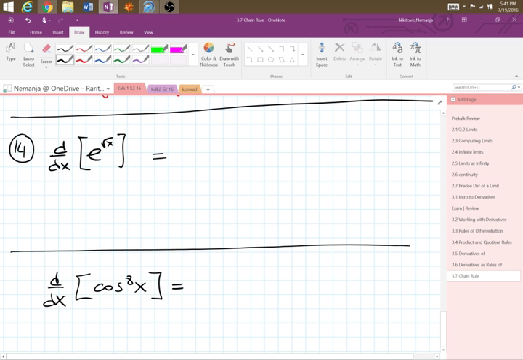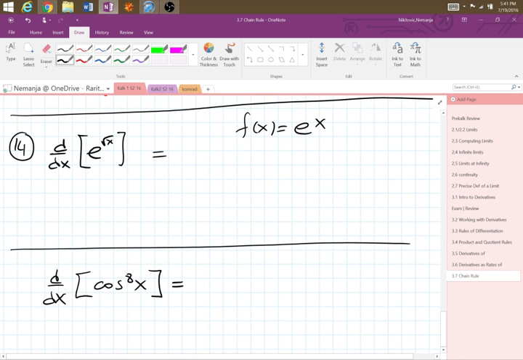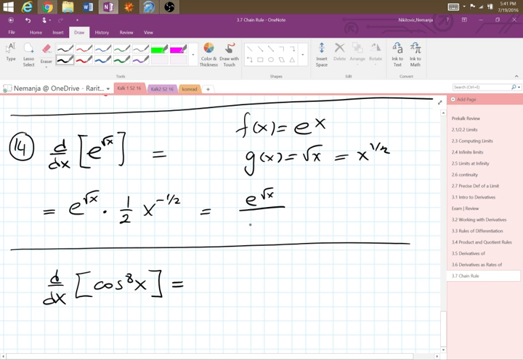The derivative, well, first, what's the outer function f of x? E to the x, very good. What's the g of x inner? Square root of x, very good. I can write that as x to 1/2, right? So the derivative of e to the x is e to the x, so e to the root x times the derivative of this, which is 1/2 x to the negative 1/2. So we can make it pretty. Like that.